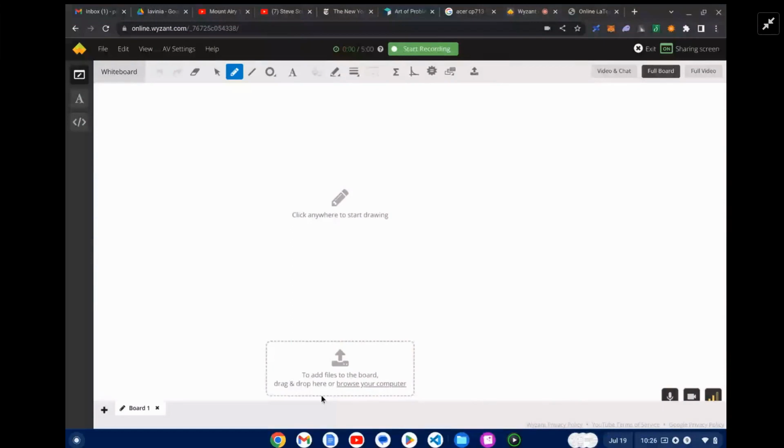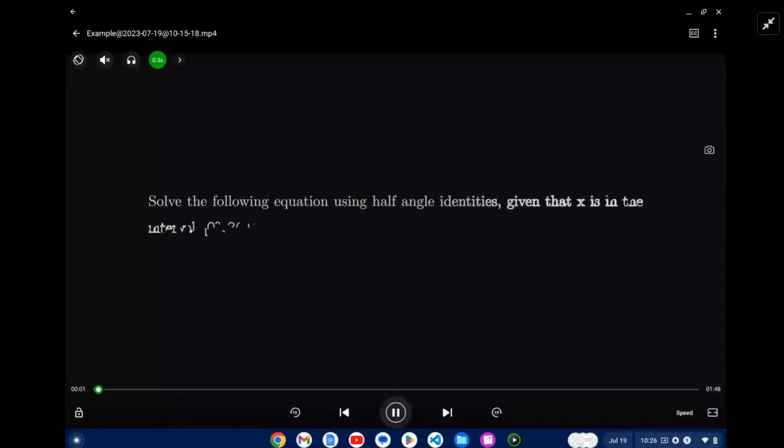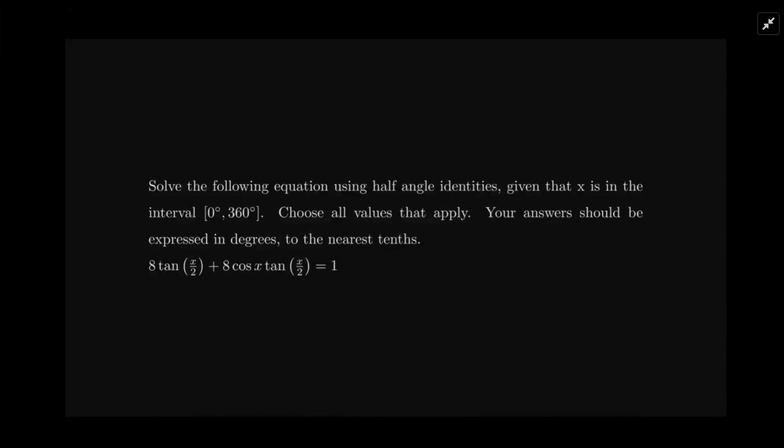Trig question. So we want to solve this equation, and we're going to need to simplify it, and we are told to use the half angle identities. So that's a good clue.